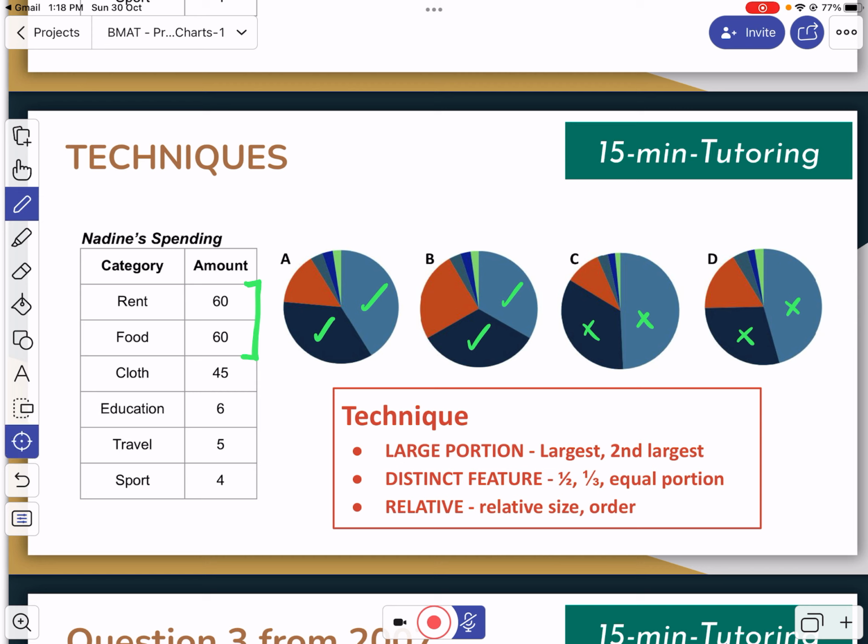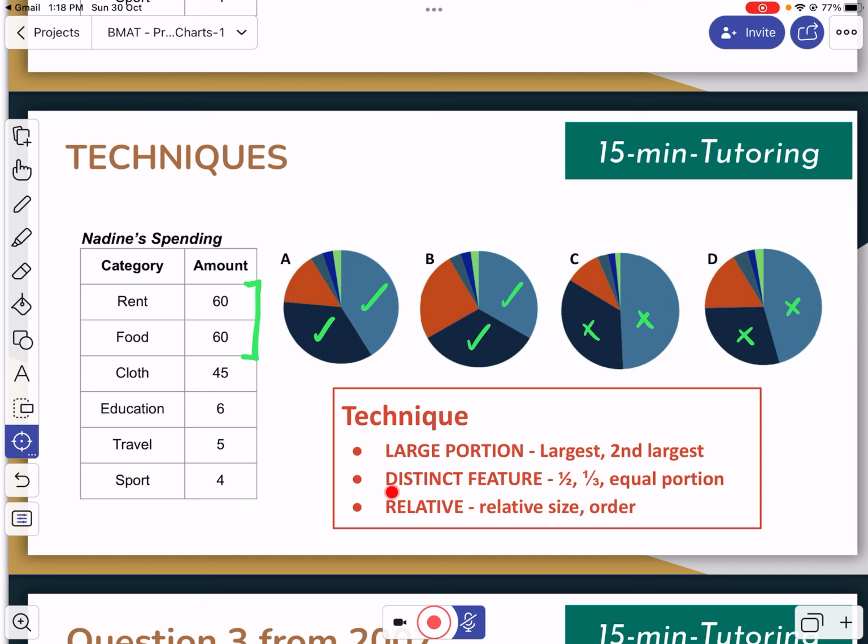And the reason why we pay attention to large portions is that if you instead look at small portions, for example, education, travel and sport, it will be really difficult to tell the difference between 6, 5, and 4. That's why we often say small portions are not useful, because you cannot eyeball it and say, oh, this makes sense, this does not. Okay, so technique number 1: start from large portions.